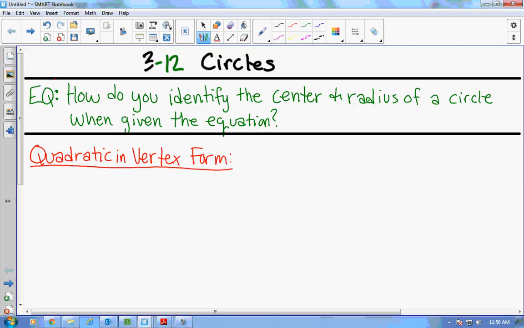And vertex form is really nice because you can just look at it and know the vertex. Y equals A times, does anyone remember what goes in the parentheses? X minus, we're getting closer, H, you got it? Squared, what goes after the squared? Plus K. And the H and the K told us something.